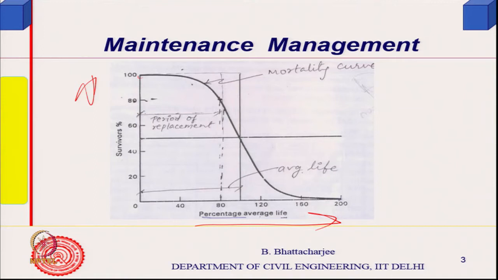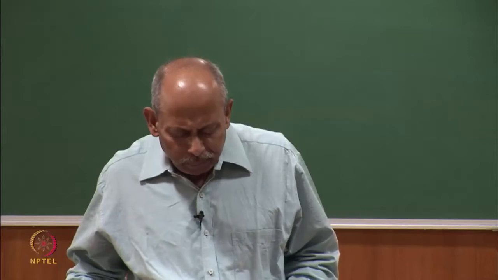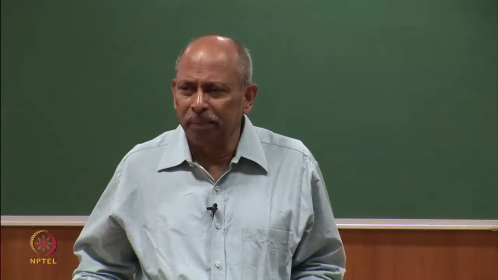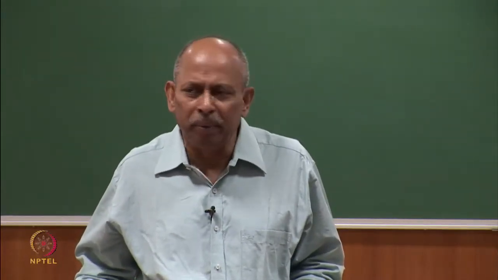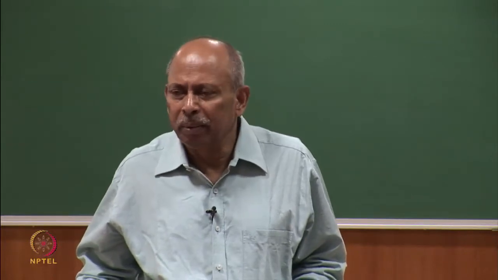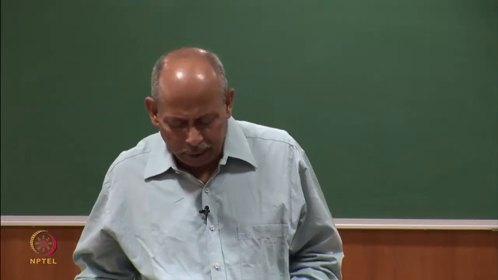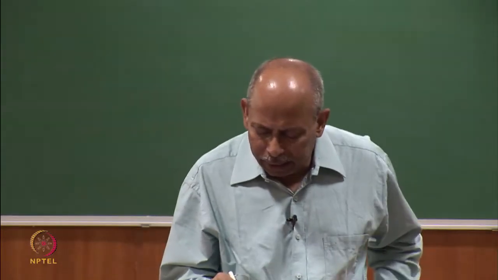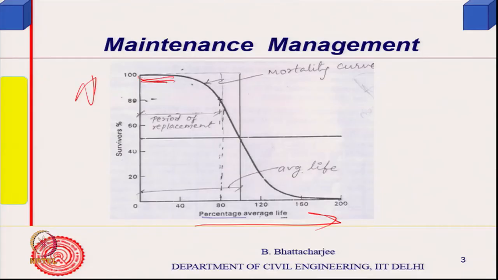Then as time passes, average life is defined as that time when survivor is 50%, right? 50% is survivor, 50% has failed. Typically the curve is something like this. Initially the failure rate is very slow, then suddenly the failure rate increases and goes at a very fast rate, because this slope you can see is steep, and then at the end few lamps will last for a longer period of time.